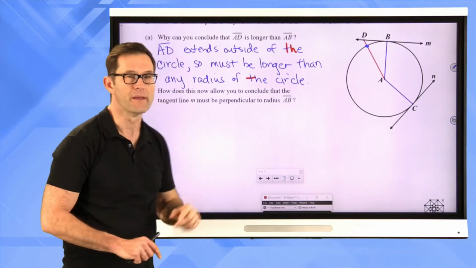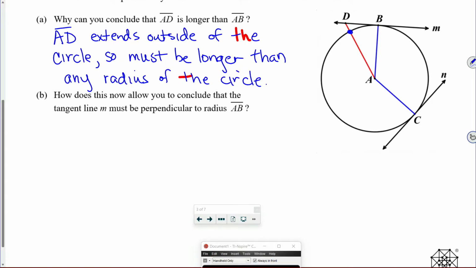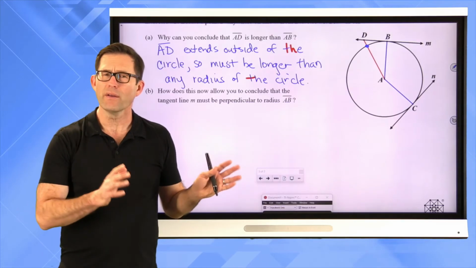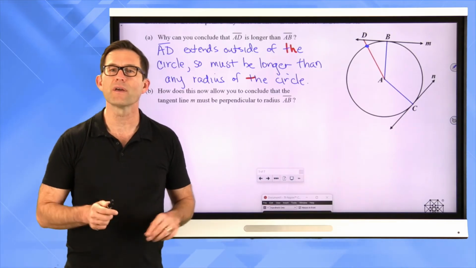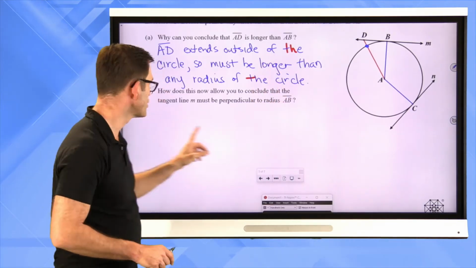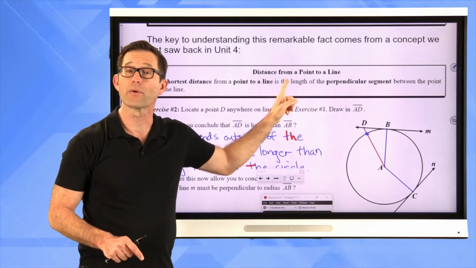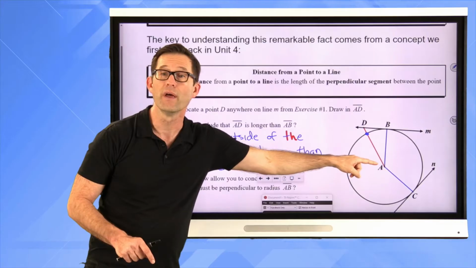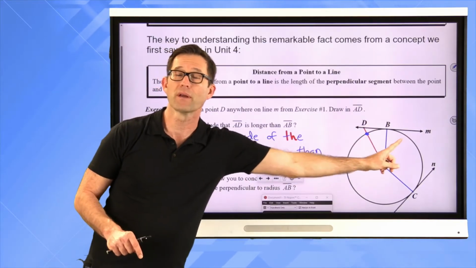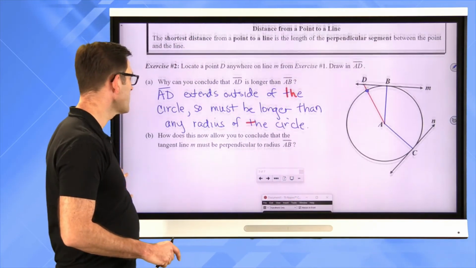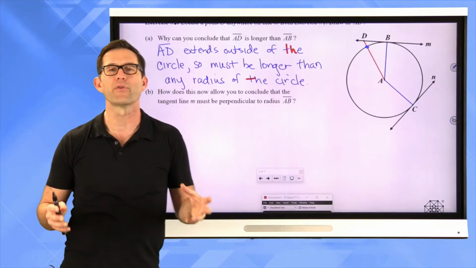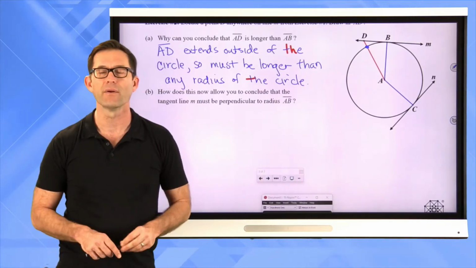All right, letter B. How does this now allow you to conclude that the tangent line M must be perpendicular to the radius AB? Why don't you pause the video and see if you can think about how this piece of information, along with this fact from earlier in the course, allows us to conclude that AB must be perpendicular to line M. Take a moment. See if you can come up with your thinking even if you don't get it written down.